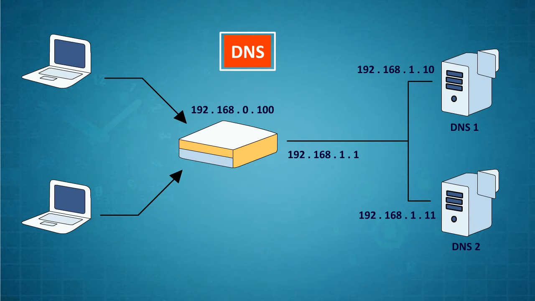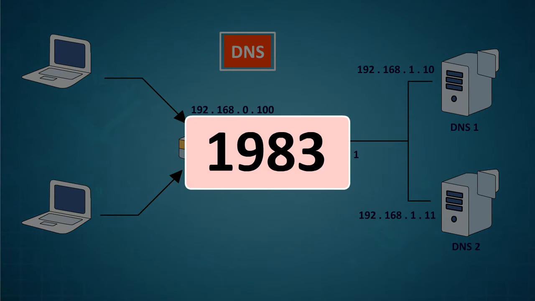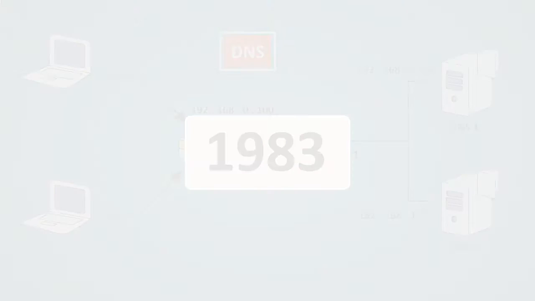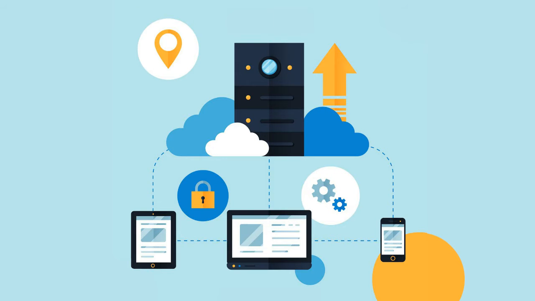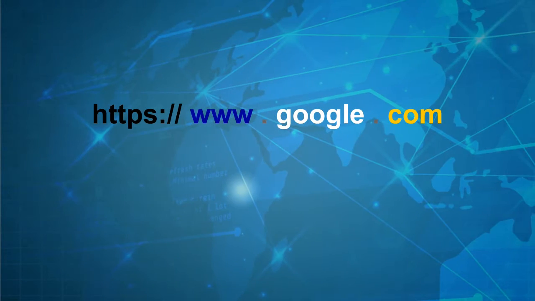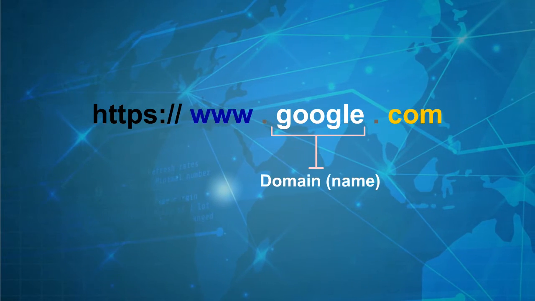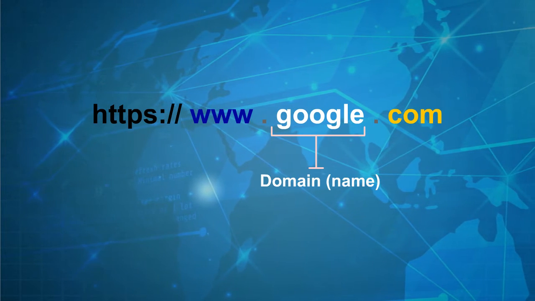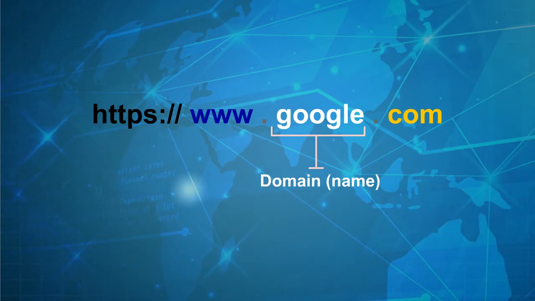Domain Name System (DNS). The Domain Name System, better known as DNS, was invented in 1983. The job assigned to DNS was to connect a domain name to its corresponding IP address. The DNS is global and decentralized, and the names are not repeated.